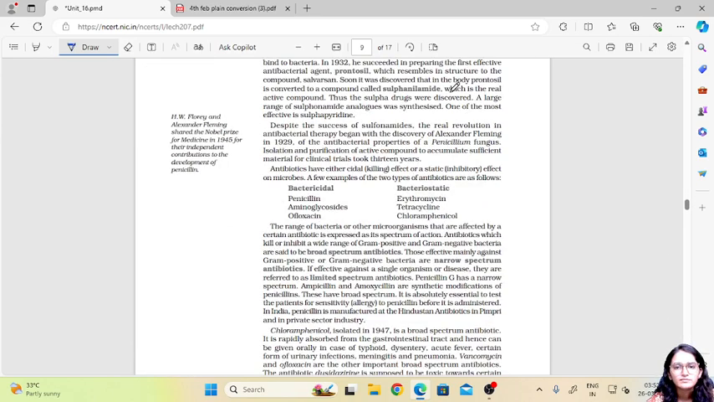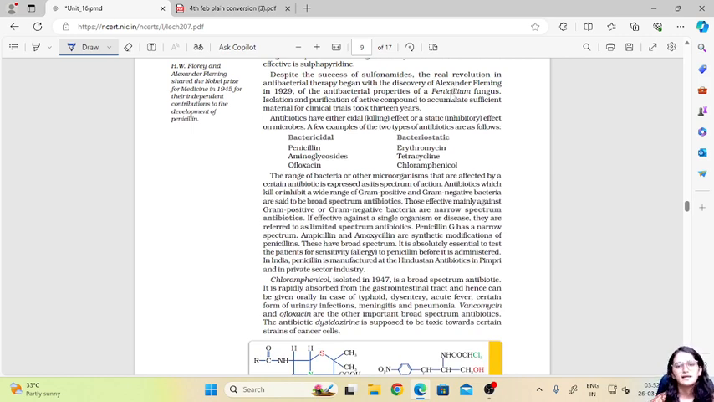Then under antibiotics, we have two types, bactericidal and bacteriostatic. Now these two are very important, their meaning as well as their examples. Bactericidal means they are antibiotics which have a killing effect. They directly kill the bacteria, and bacteriostatic means they inhibit the growth of bacteria or microbes. Examples of bactericidal are penicillin, aminoglycosides, ofloxacin, and bacteriostatic are erythromycin, tetracycline and chloramphenicol.